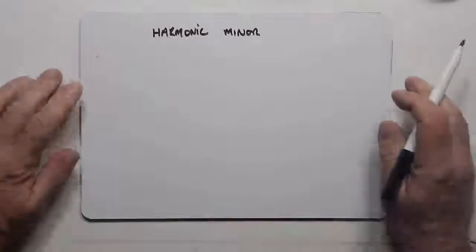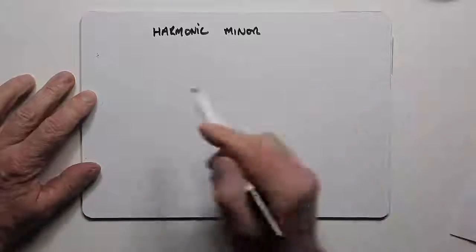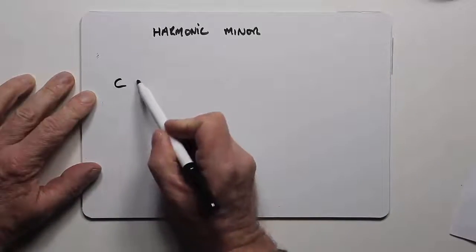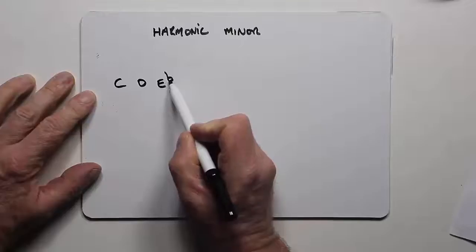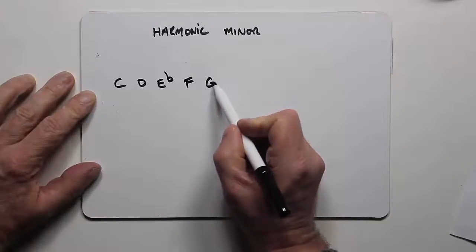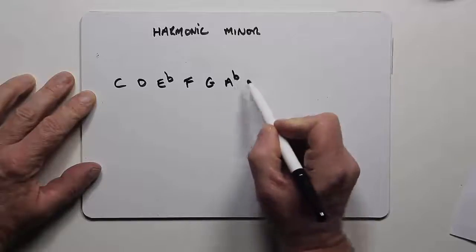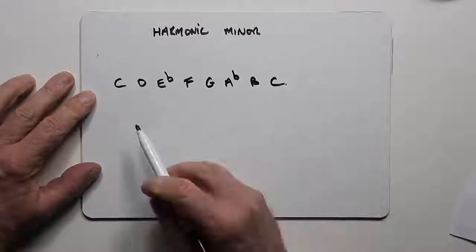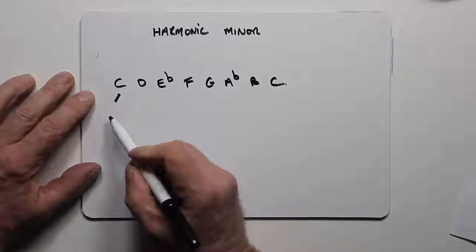Okay? Okay, so this is the harmonic minor. I'll just write it down. So it's C, D, E flat, F, G, A flat, B, C. And the names are the same.